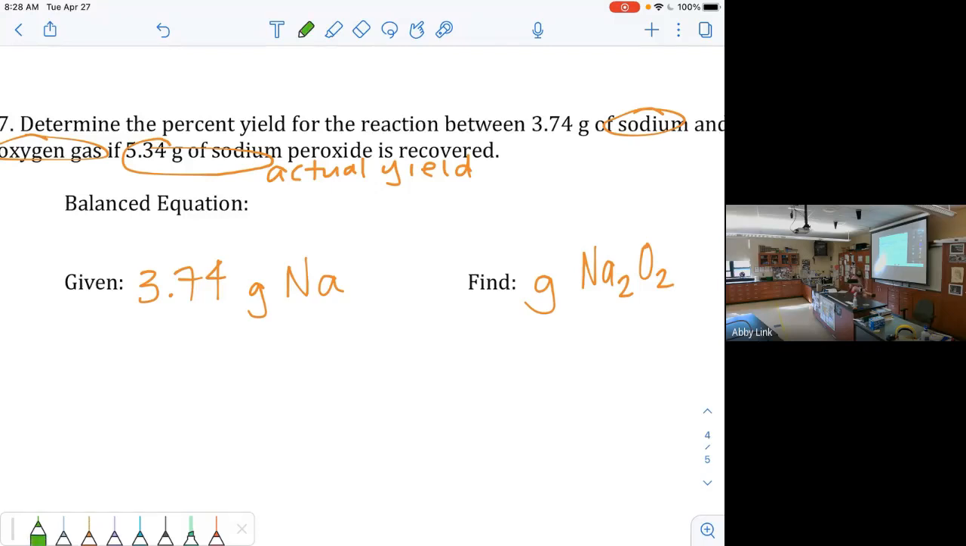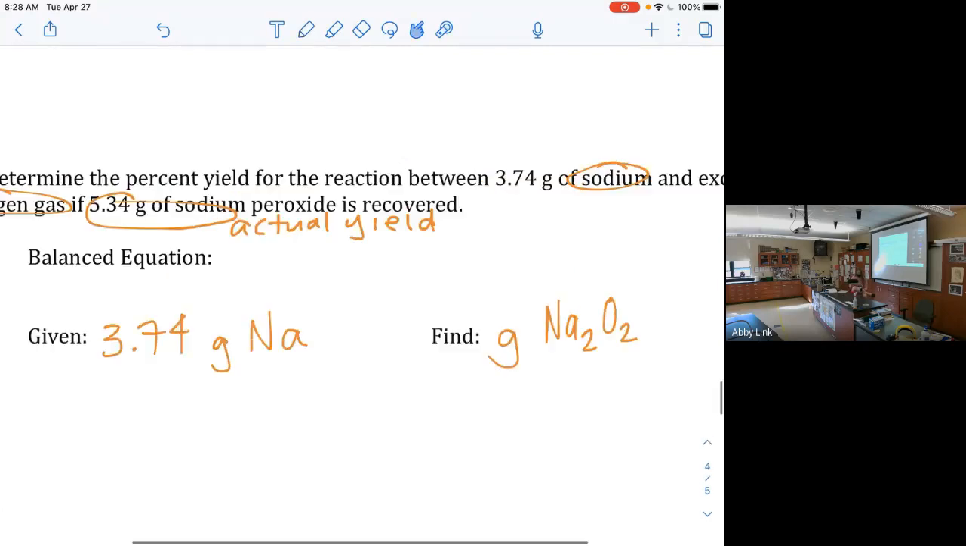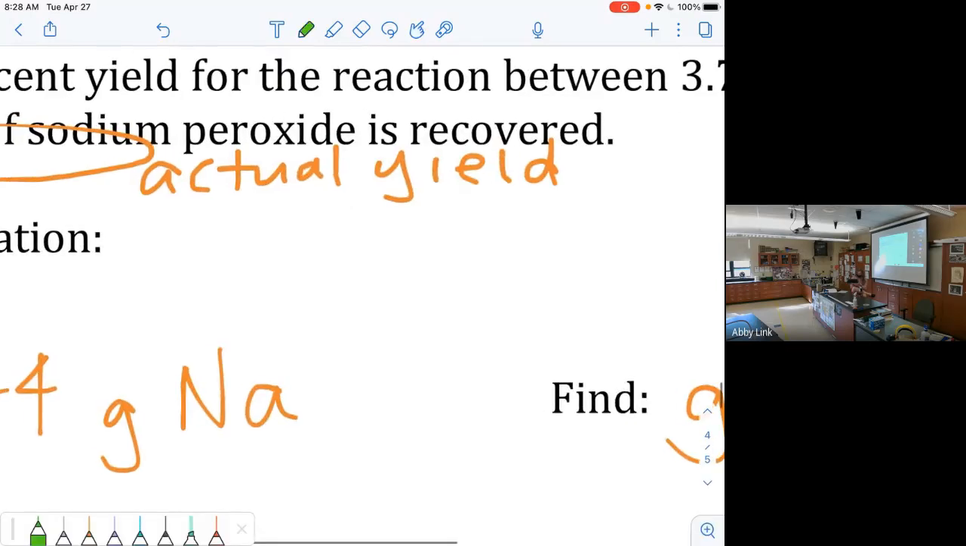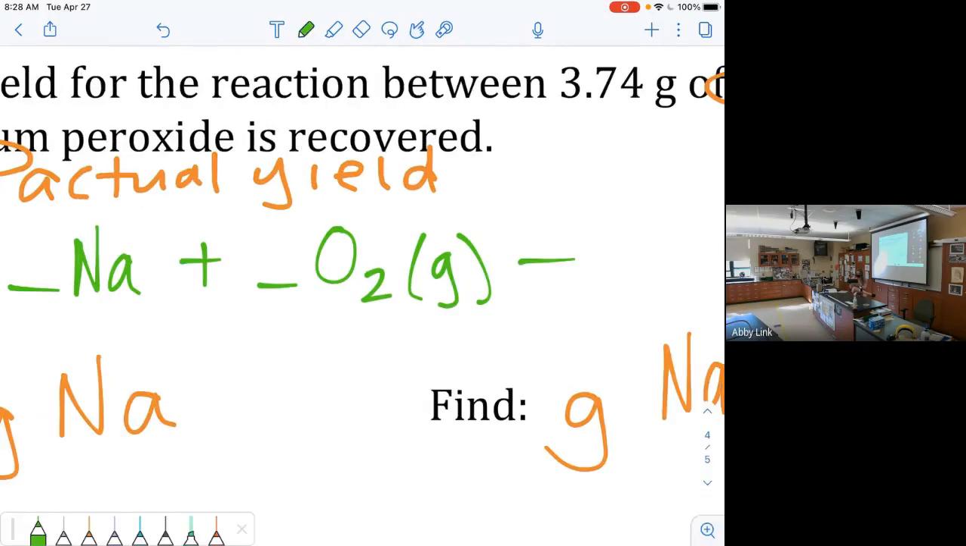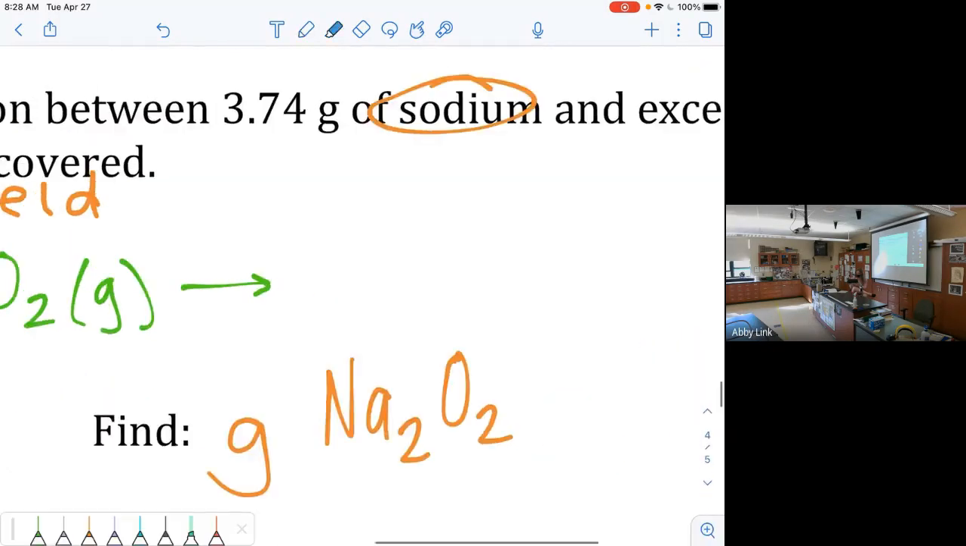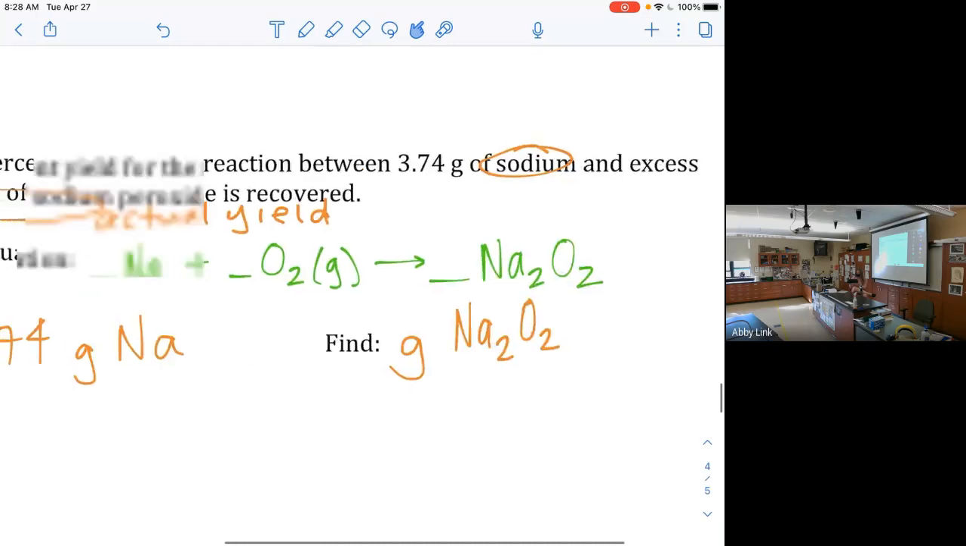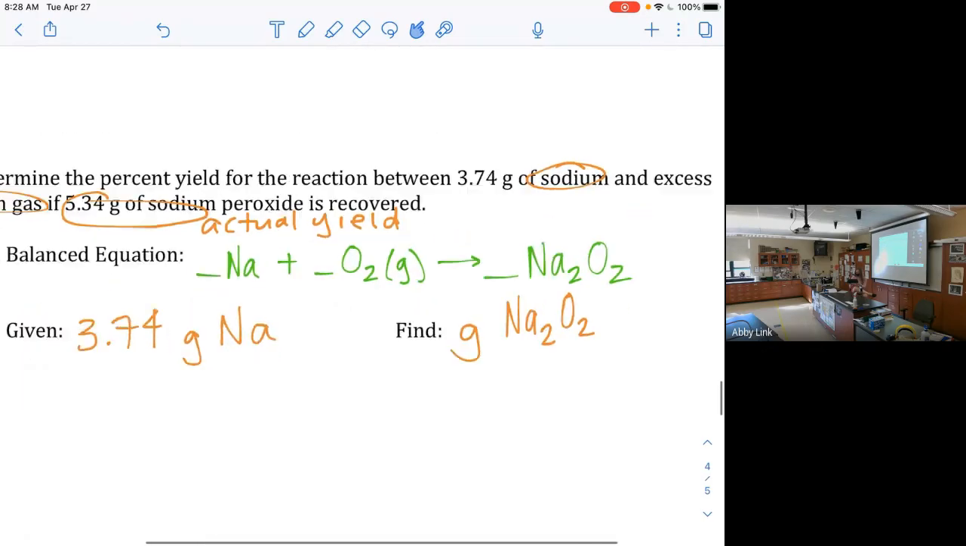The first thing that we want to tackle here is actually writing out the balanced equation. So they tell us that we're reacting sodium. They don't give us a phase for that. Excess oxygen gas, so O2 gas. And then it's going to produce the sodium peroxide that we just figured out the formula for, so Na2O2. All right, go ahead and balance this one, guys. Shouldn't be too tricky.